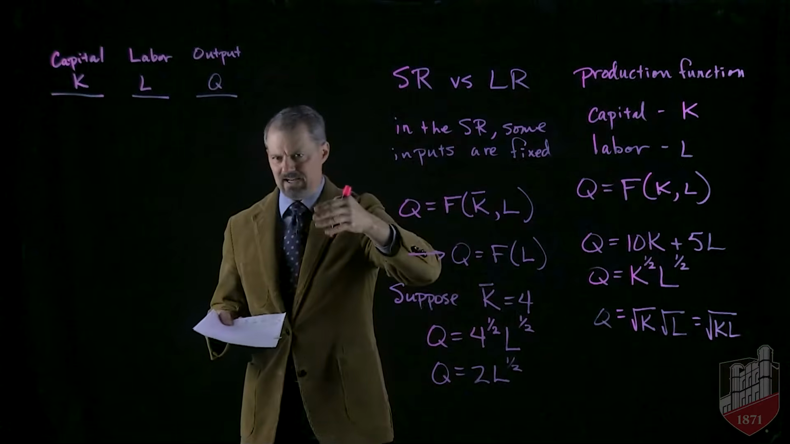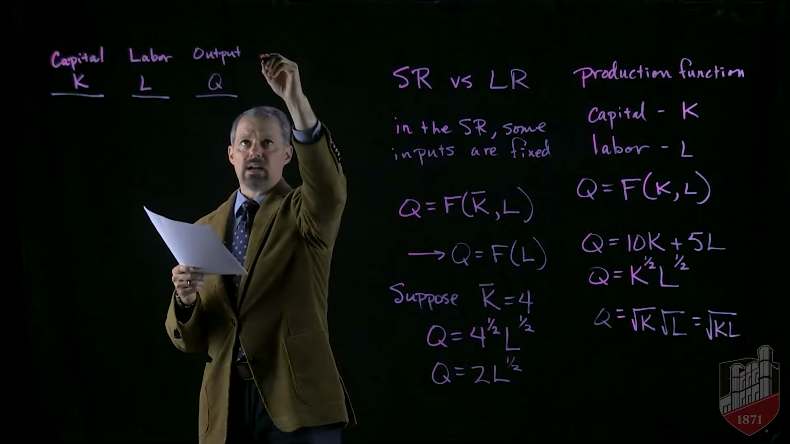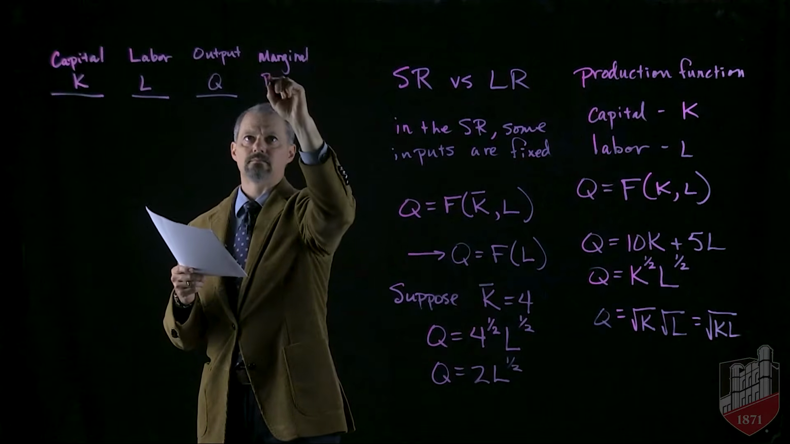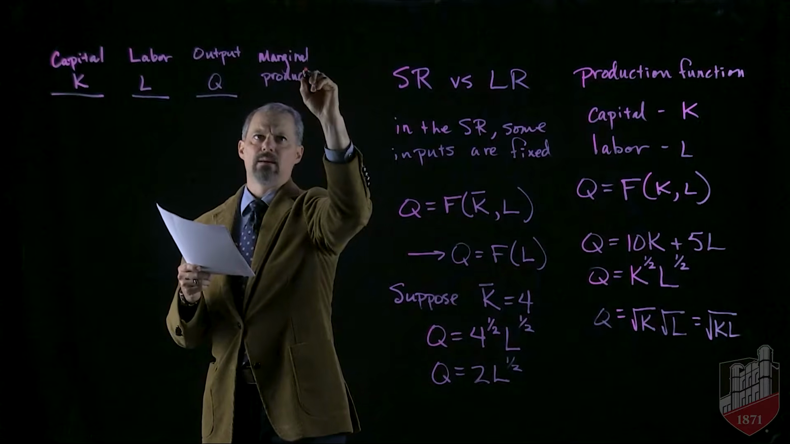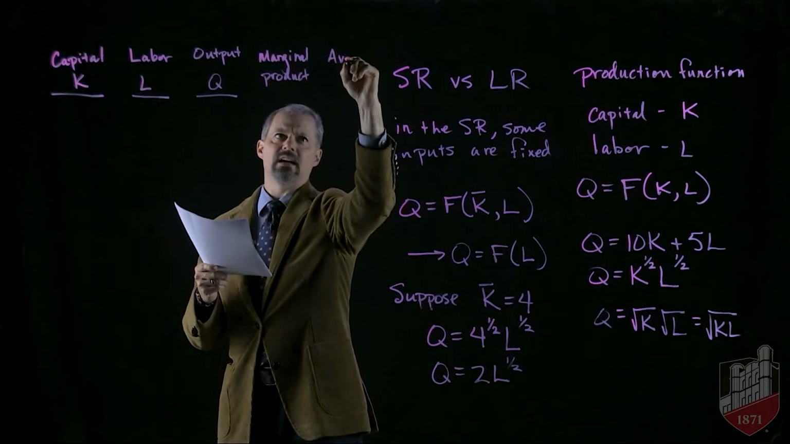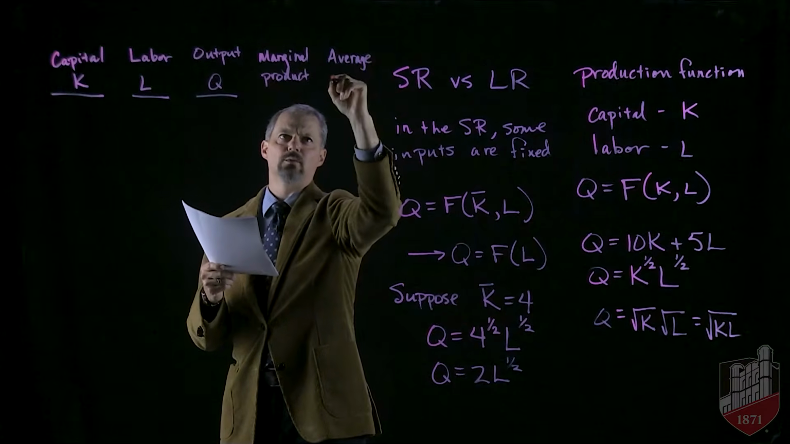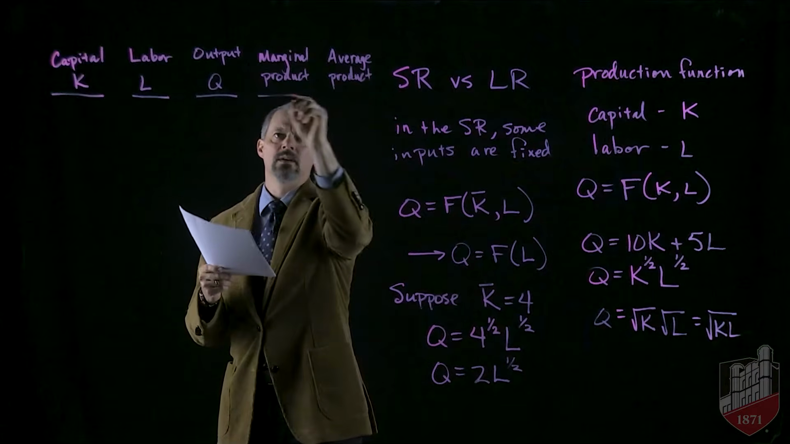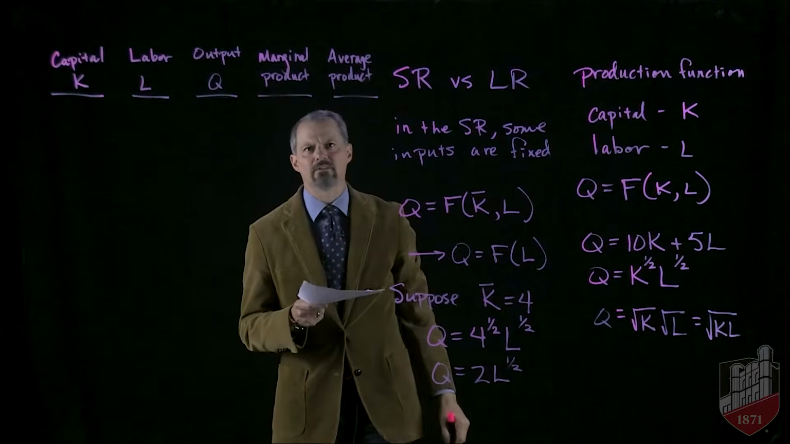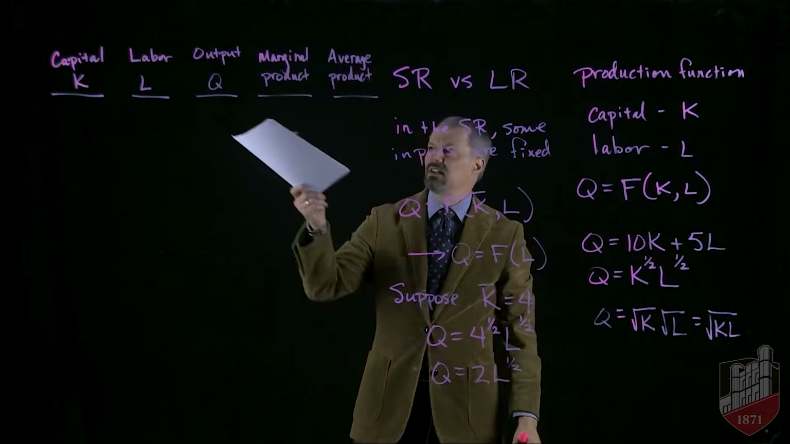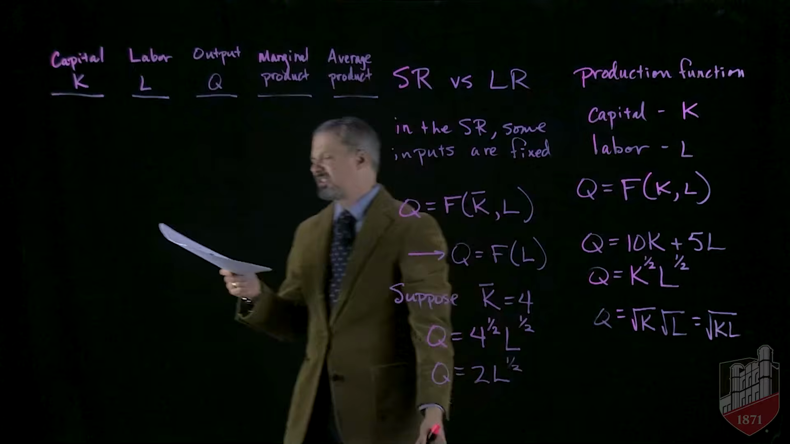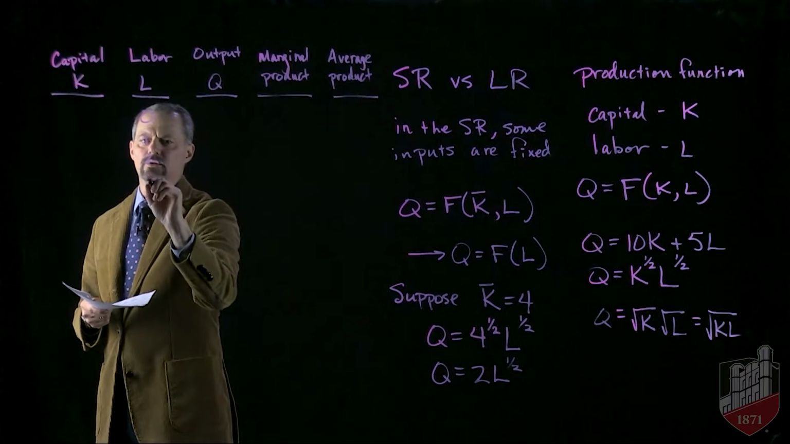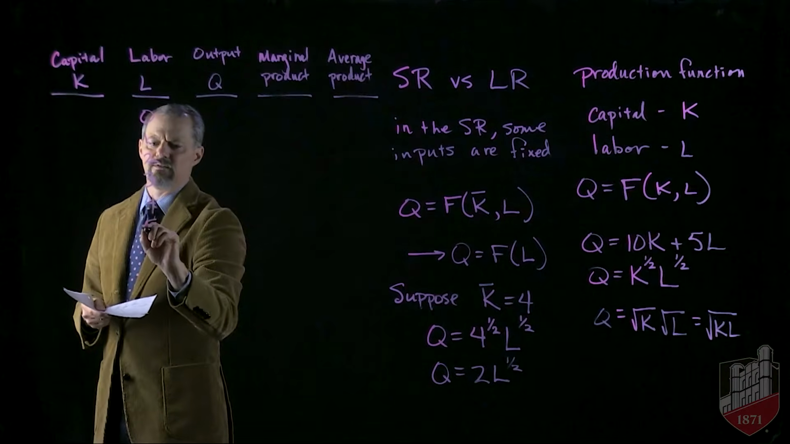I'm going to go ahead and put my columns here. But I'm going to define something that I call marginal product. And I'm also going to define something that I call average product. And we'll fill those in. I'll give you the definitions here in just a second. So we've got marginal product and average product. Now I'm going to think about levels of labor from 0 up to 5. So we could have 0 workers or 1, 2, 3, 4, 5 workers.